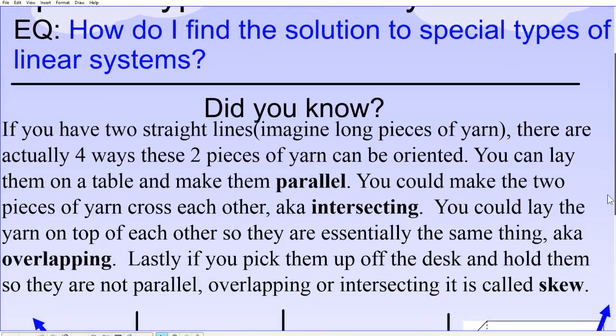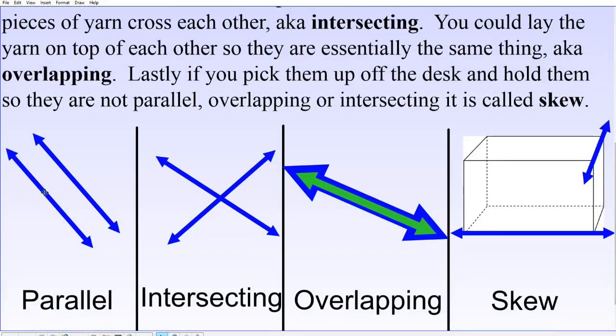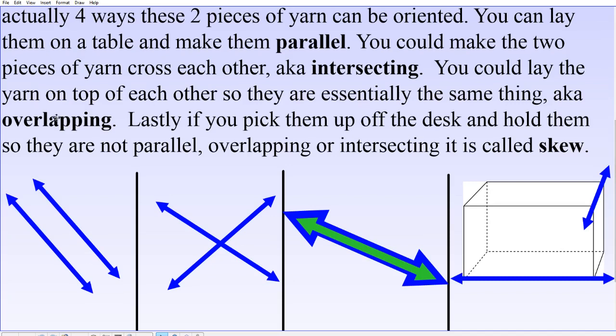Did you know? If you have two straight lines, imagine like a long piece of yarn or sticks of spaghetti, there are actually four ways these pieces of yarn could be oriented. You can lay them down on a table and make them parallel. You could make the two pieces of yarn cross each other, like they're intersecting. So we have parallel, we have intersecting. You could lay the yarn on top of each other, so they're essentially the same thing. Side by side or directly like this would be overlapping.